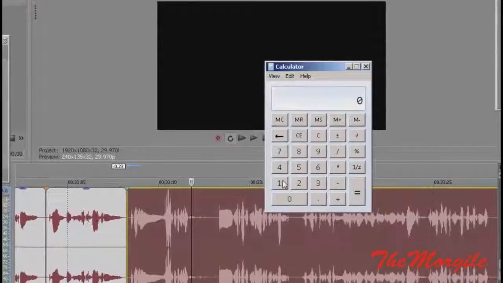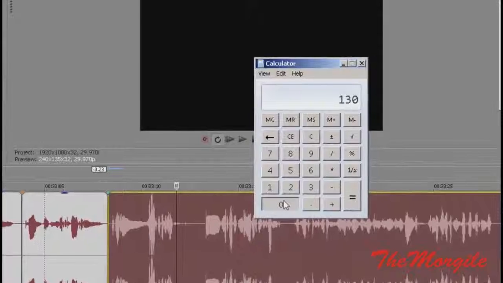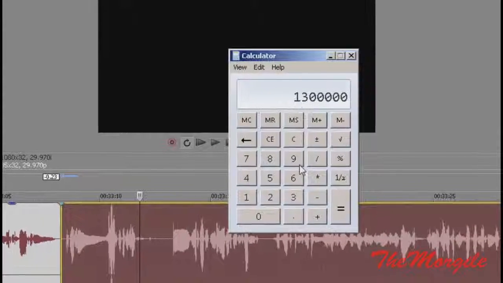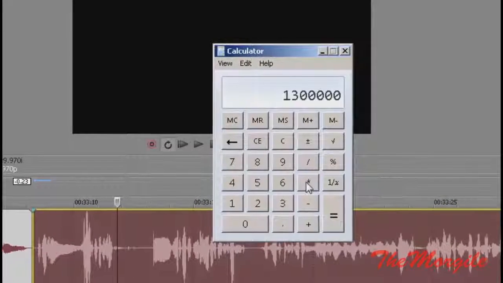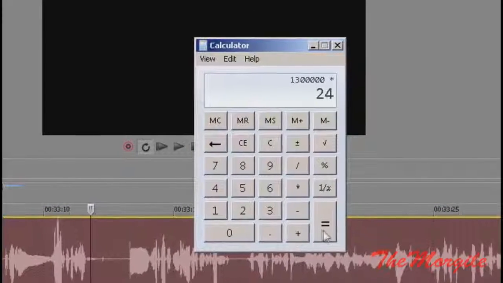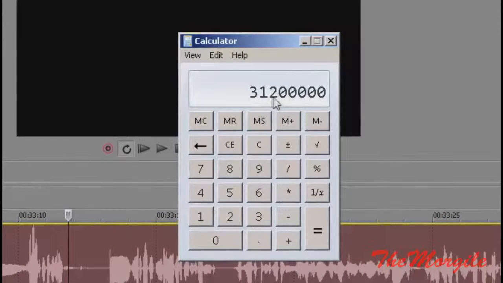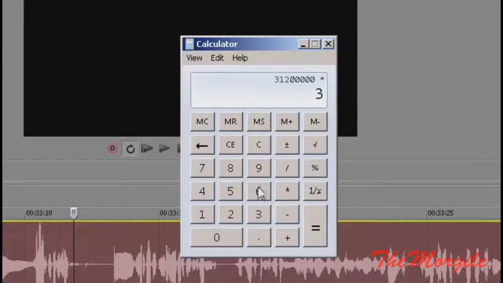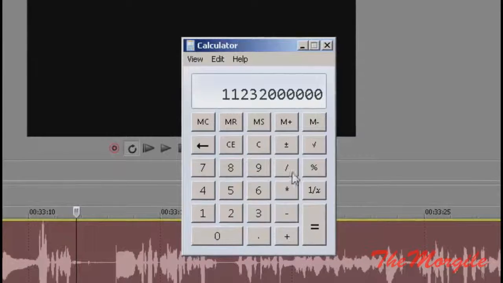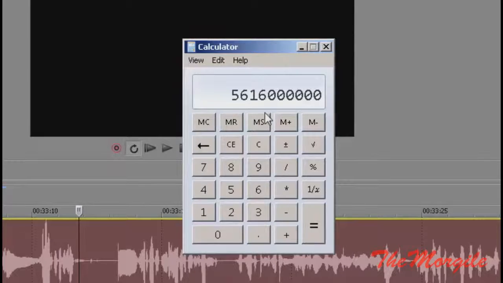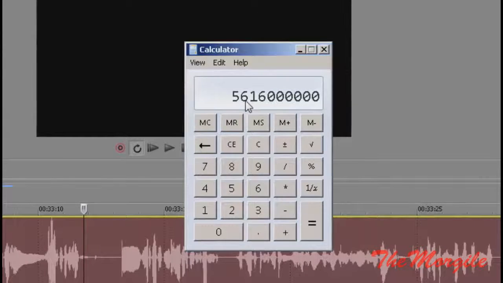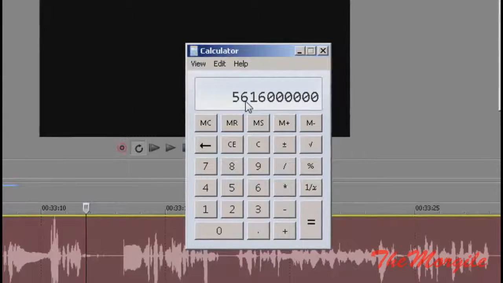Let's see. Okay, so we'll do 1,300,000 miles an hour times 24 hours in a day. That's 31,200,000 miles in a day. And we'll just do 365 divided by 2 for 6 months. That's 1, 2, 3, 4, 5, 6, 5,616,000,000 miles in 6 months around a curve.